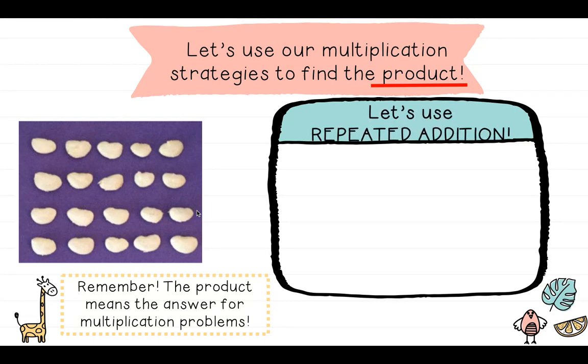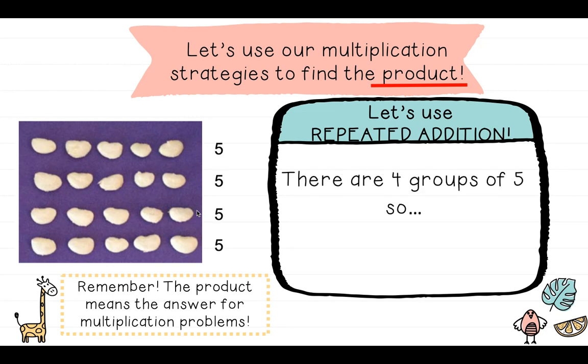So let's use repeated addition to help us. If we just saw this array, we could use repeated addition to help us find the product or how many in all. So there are 4 groups of 5, 5 in each row. So we can use 5 plus 5 plus 5 plus 5, which equals 20.